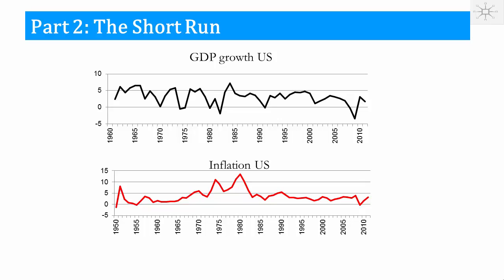If you look at inflation, you see that it's mostly positive, but there have been a couple of years with negative inflation rates, and sometimes inflation has been as high as 13 or 14%. So prices and quantities vary quite a lot. And now we're interested in what can cause these fluctuations.